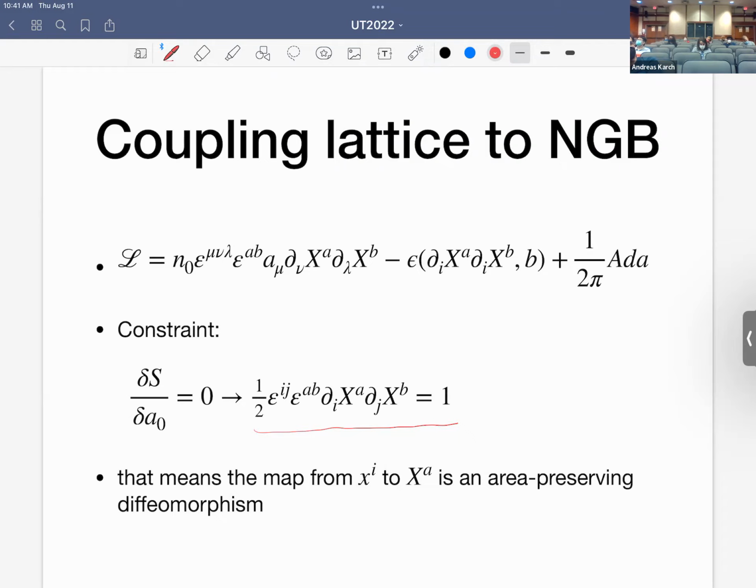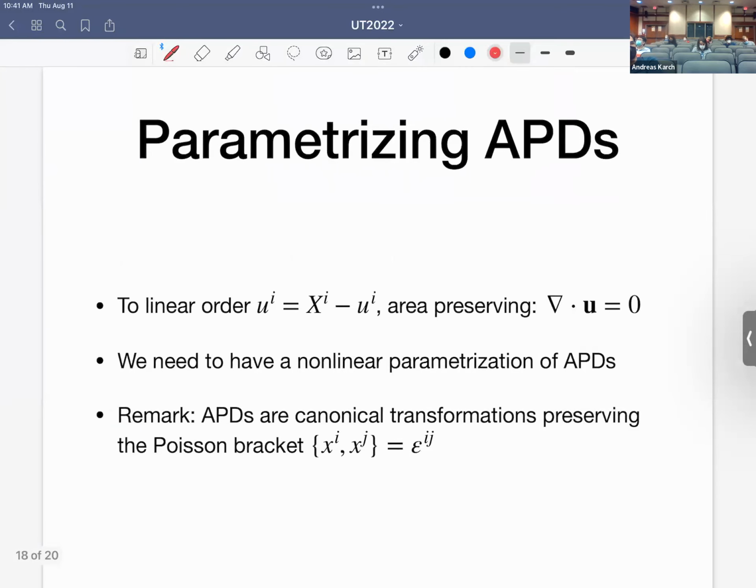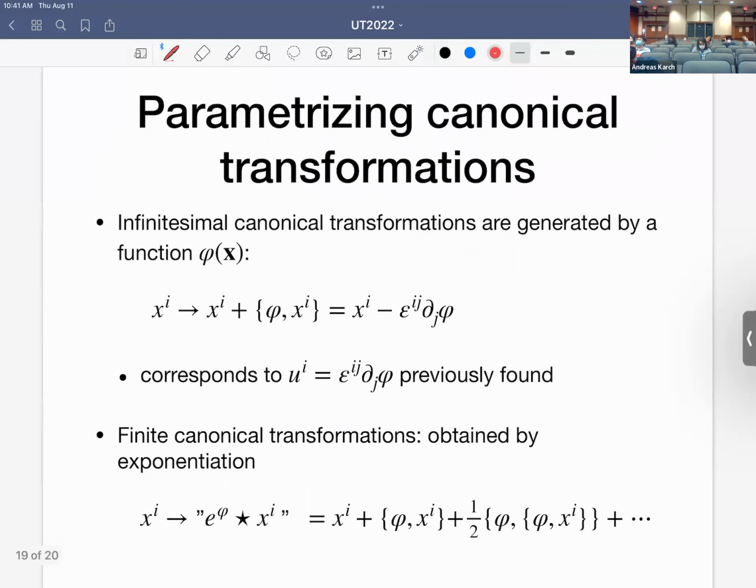So let me just very quickly say what we do. We say that the volume or area preserving diff can be thought of as canonical transformation. So think about x1 and x2 as the two non-commuting canonical x and p. And then area preserving diff basically is the canonical transformation in this space. And that is the way that we can devise a parameterization of all area preserving diff.